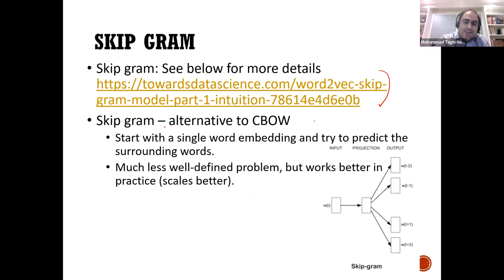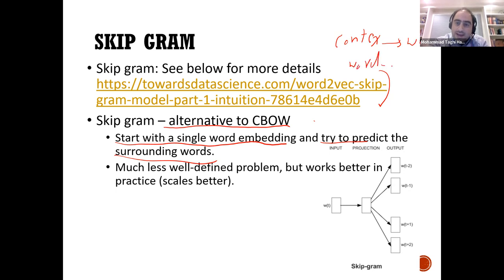So this is an alternative to CBOW. We start with a single word embedding and try to predict the surrounding words. This is different. There, we had the context and wanted to get the missing word. Here I'm giving the word, and I want to see what the context is. In particular, if I give this word, what are the words which are close to it?